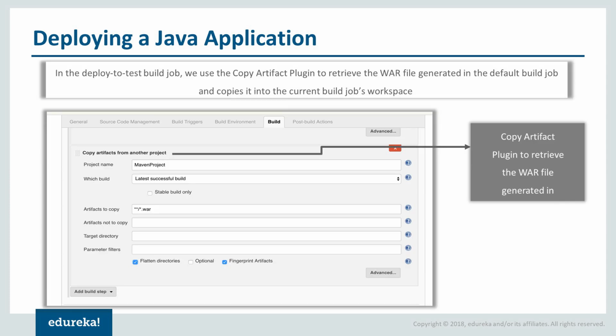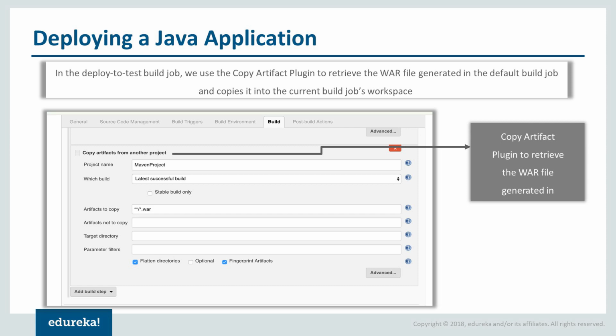In the deploy to test build job, we use the copy artifact plugin to retrieve the WAR file generated in the default build job and copy it into the current build job's workspace. So this is what you need to use here. The plugin name is Copy artifacts from another project. Basically, the copy artifact plugin is the one which we need to install. Once it is installed and you have this option in your build steps, you just click on this.